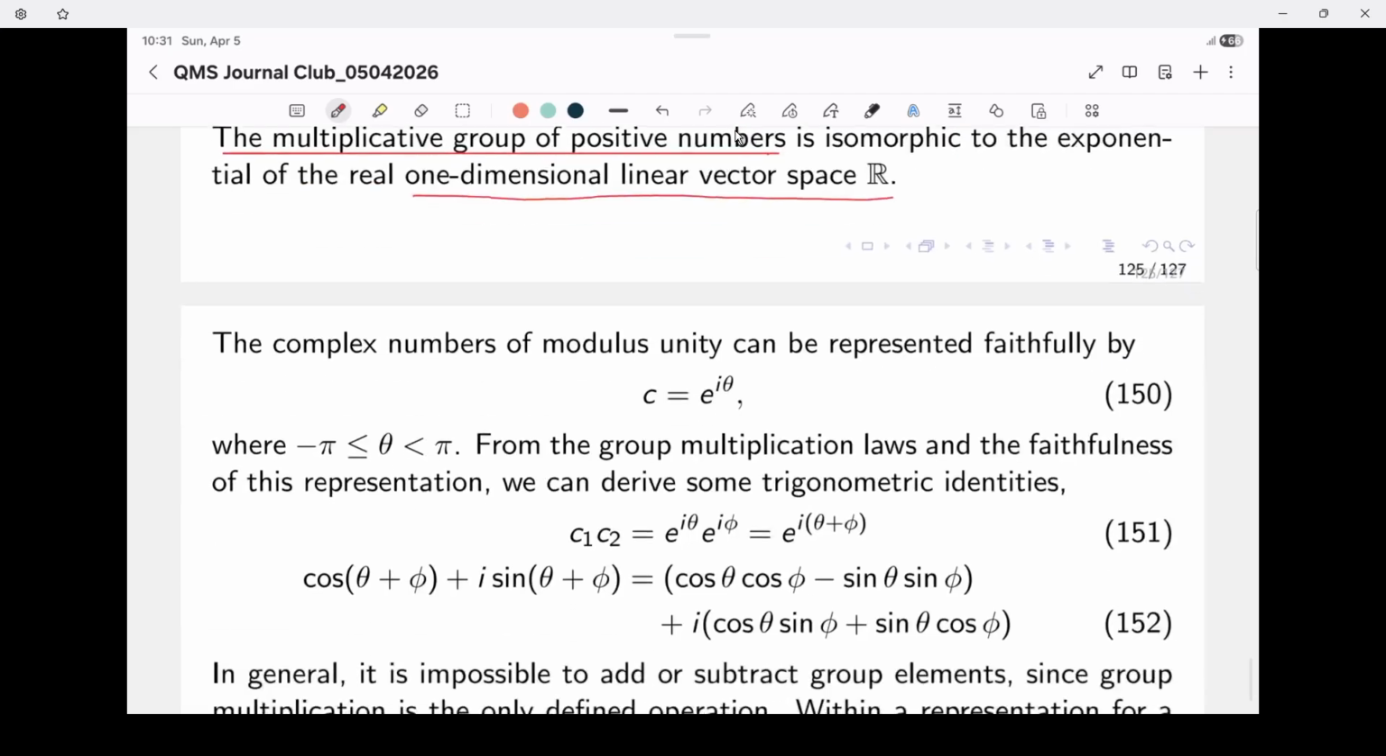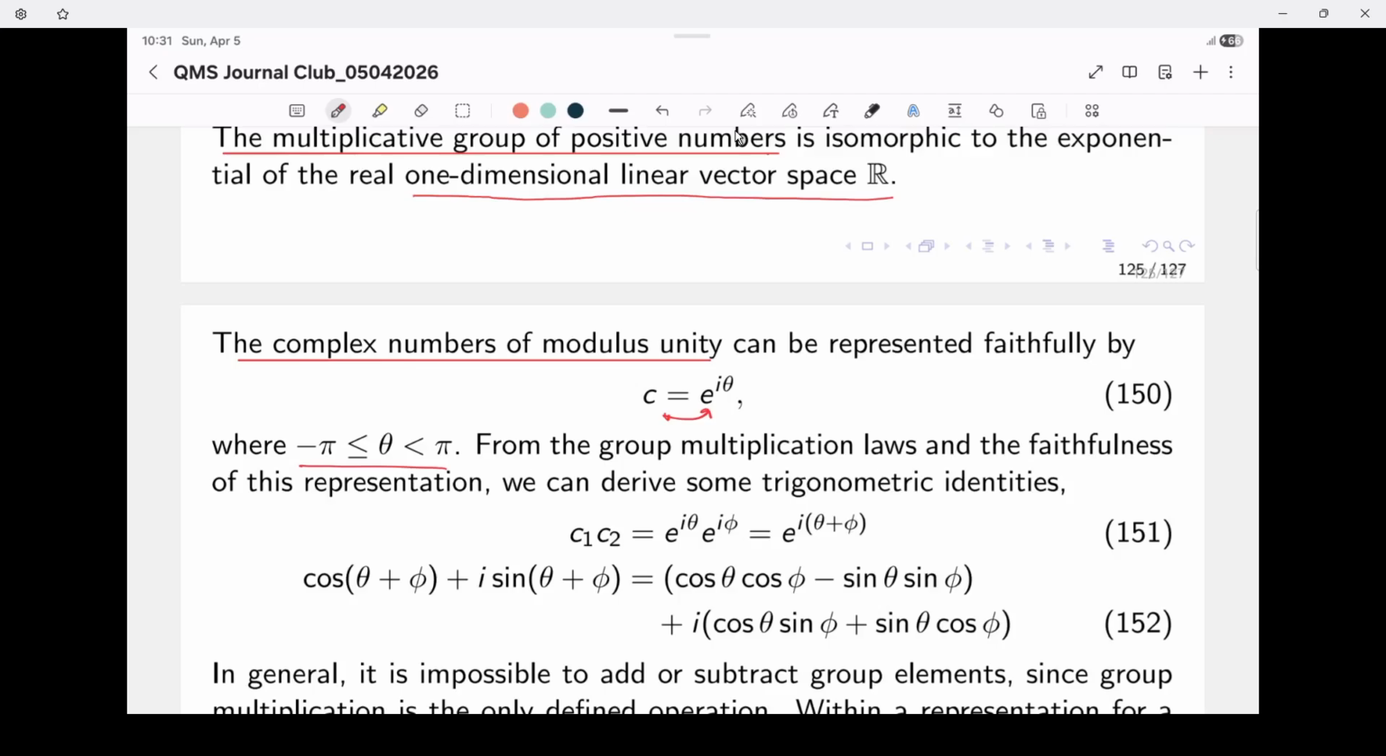So what will be the complex number version? We can study complex numbers with modulus 1, and you can faithfully represent them using the exponential map through e to the power of i theta. So your theta now runs between minus pi to pi.